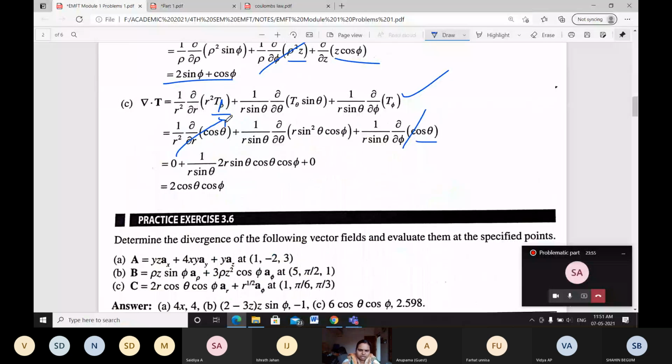Therefore what I am left with is just differentiating with respect to theta. The differentiation of sin squared theta is 2 sin theta cos theta, with cos phi as it is. Then r and sin theta cancel, and the remaining part is 2 cos theta cos phi. This is how you have to find the divergence of any vector if it is given. First you have to know which coordinate system it is.